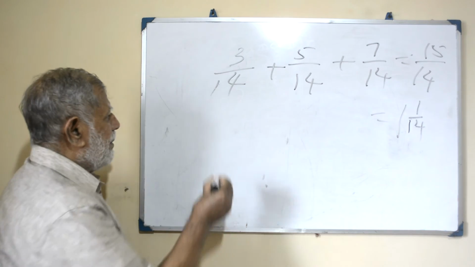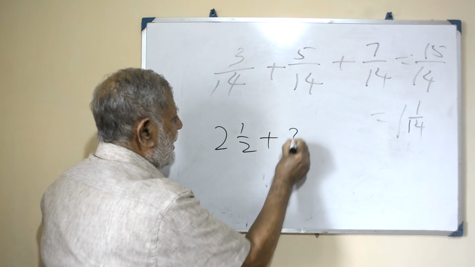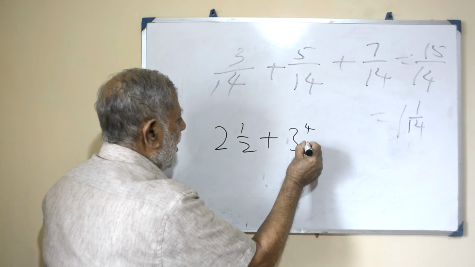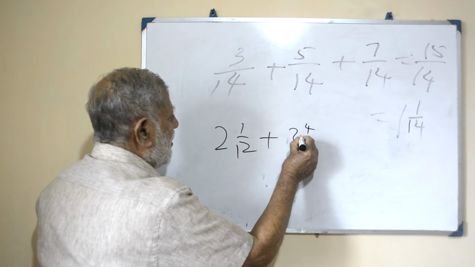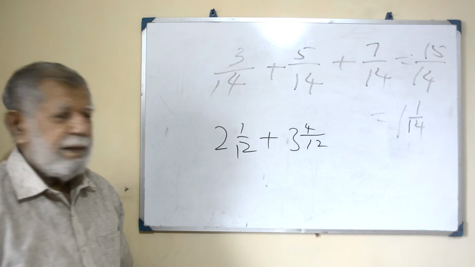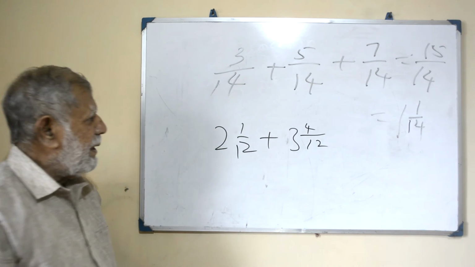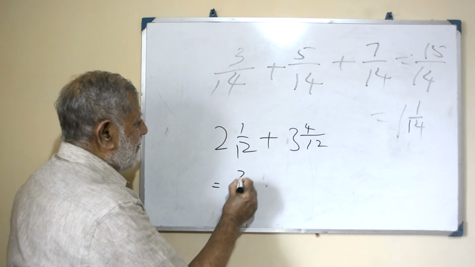Now we will take mixed numbers, 2 and 1 upon 12 plus 3 and 4 upon 12. So if we have numbers like this, what we do is, we have to make them improper fractions. So 2 and 1 upon 12 is equal to 12 times 2, 24, 24 and 1, 25 upon 12.